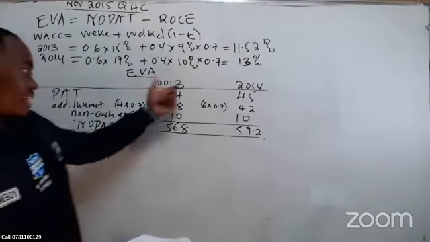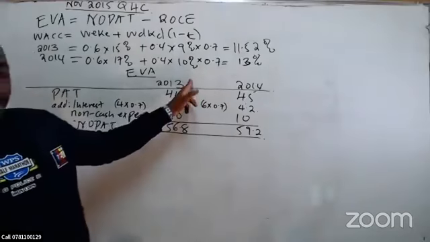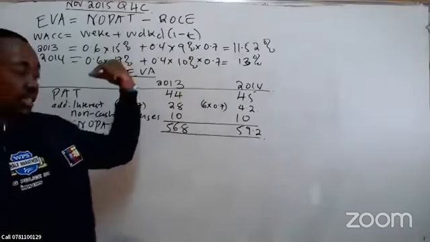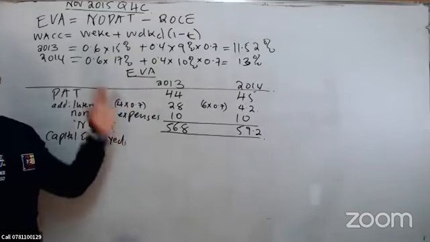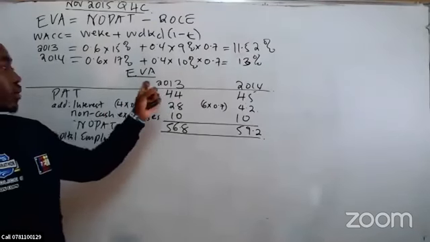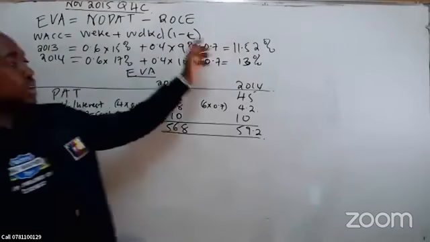In this case, you need to be very keen. For year 2013, you have to use the capital employed for 2013. Now, remember the closing capital for 2012 becomes the opening for 2013. And the capital for 2013 becomes the opening for 2014.